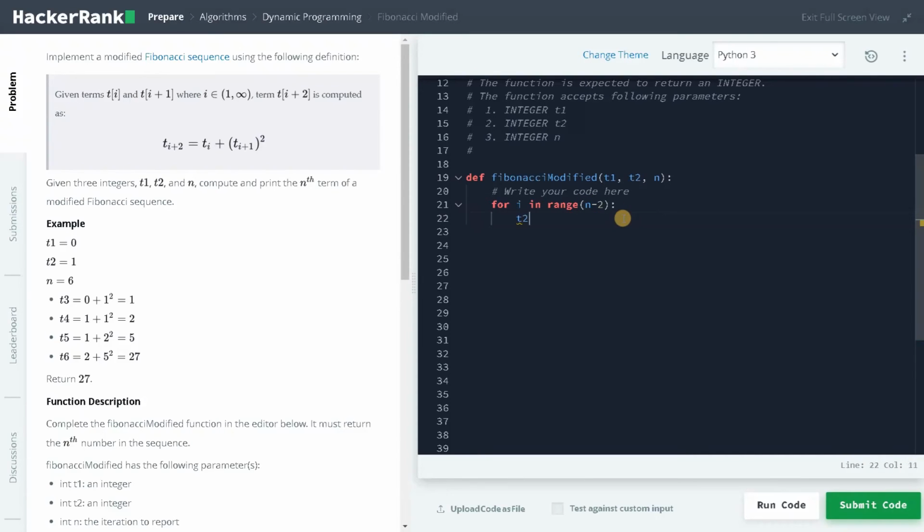Okay, now the formula: t3 equals t1 plus t2 power 2. That's the whole logic of this problem. You just have to update t1 to t2 and t2 to t3. All the remaining steps are the same. It doesn't differ that much. So finally you will just return t3. So this is the whole logic of this problem.